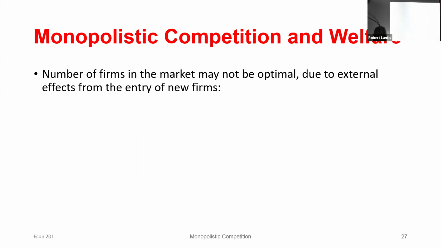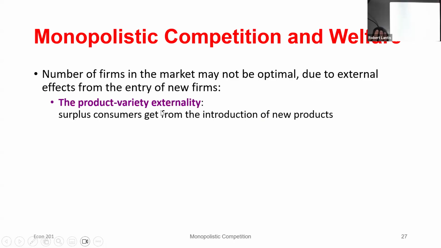Now we could have also thought that maybe it's not just that with monopolistically competitive markets, maybe the number of firms isn't optimal compared to what the number of firms would be in a perfectly competitive market. However, what are some externalities that could exist from a monopolistically competitive market that wouldn't exist if we had a completely homogeneous product?